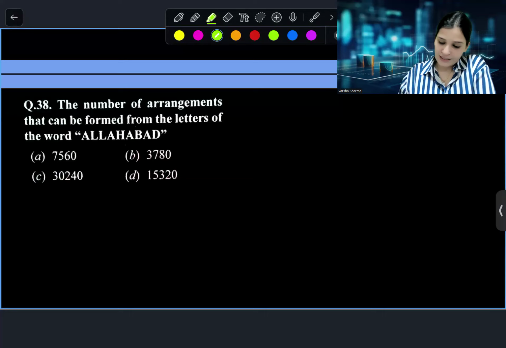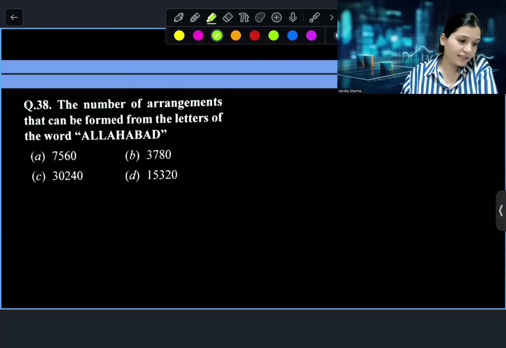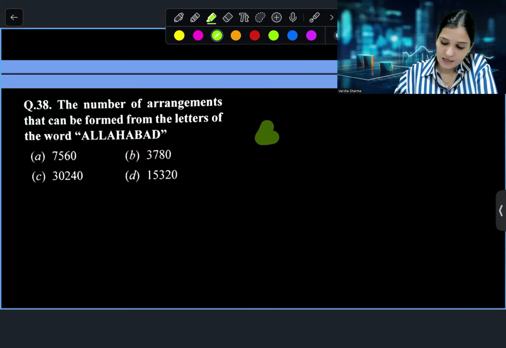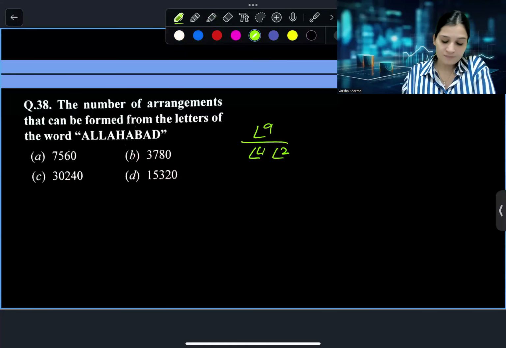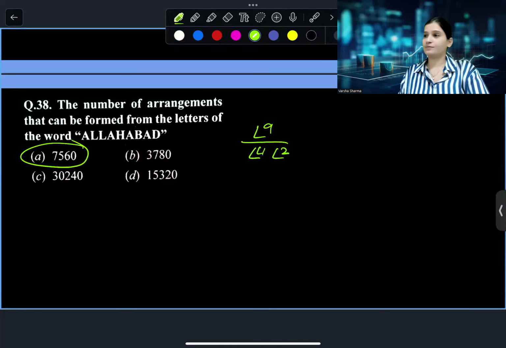The number of arrangements that can be formed from the letters of the word Allahabad. So Allahabad has how many letters? 9. Out of that, how many are repeating? There are 4 A's and 2 L's. Answer: 7560.